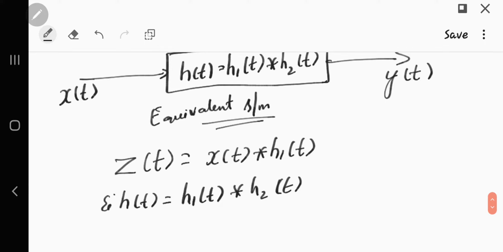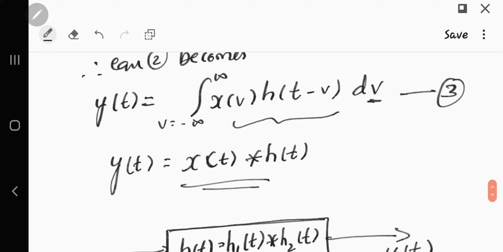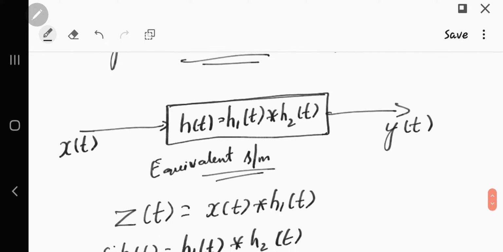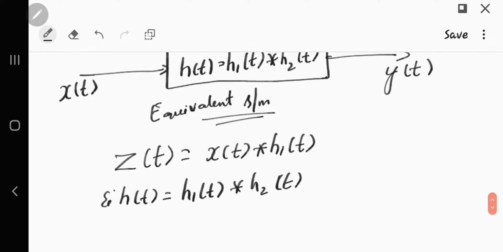So that means in equation 3, call this as equation 4 here. In equation 4, you can observe that x of t is convolved with h of t. So this h of t is the overall system function, which is nothing but the convolution of individual impulse responses. So based on this, we can say that equation 4 establishes that the convolution possesses associative property.